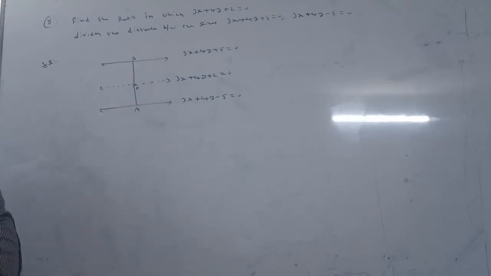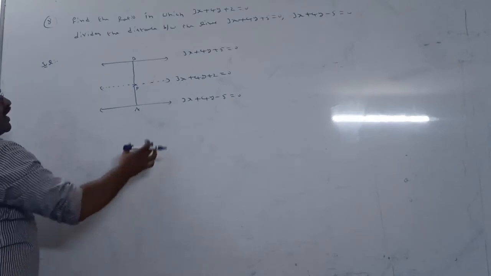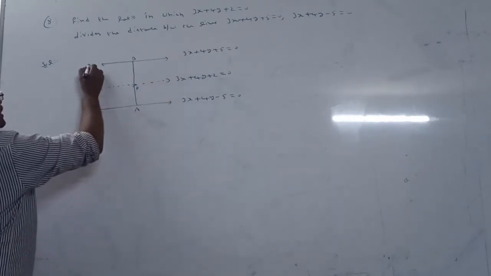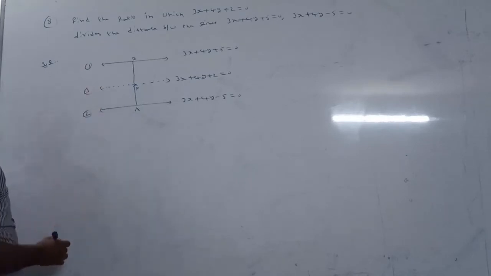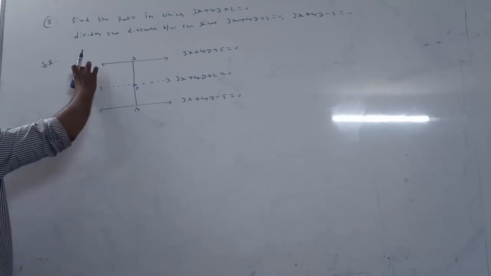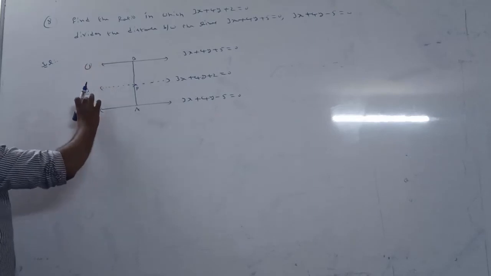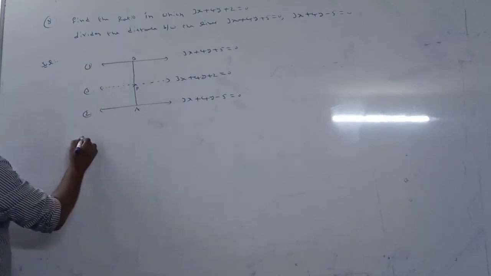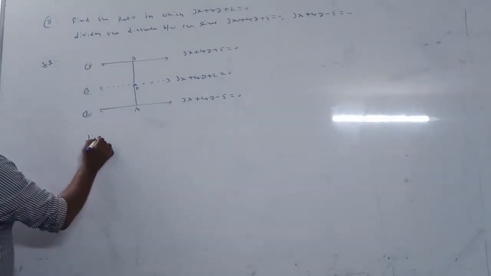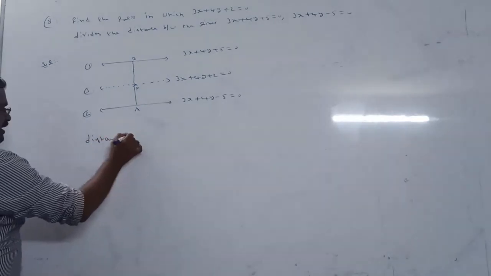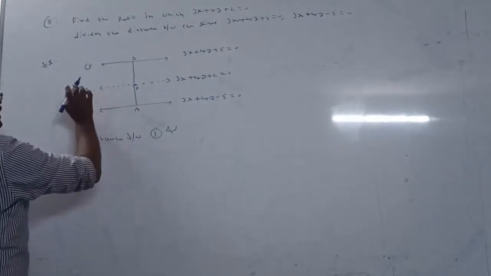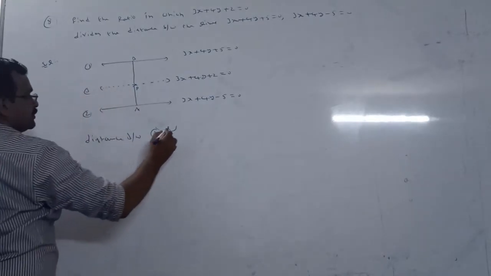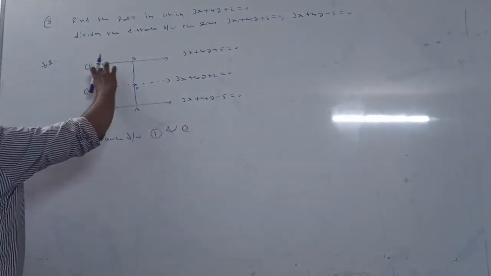So how to find the ratio? You find the distance between the lines. Suppose these three lines are 1, 2, 3. First you find the distance between 1 and 3 and the distance between 2 and 3. First I am finding the distance between 1 and 3.